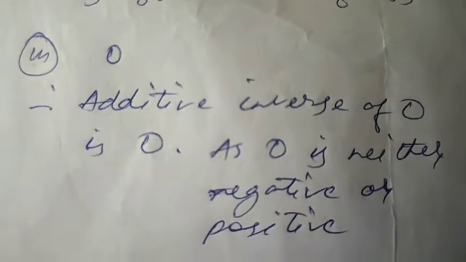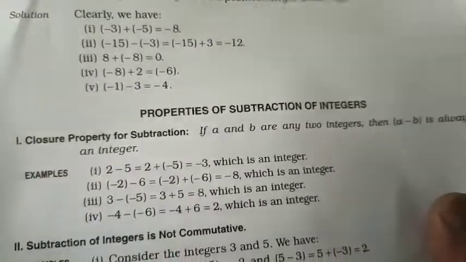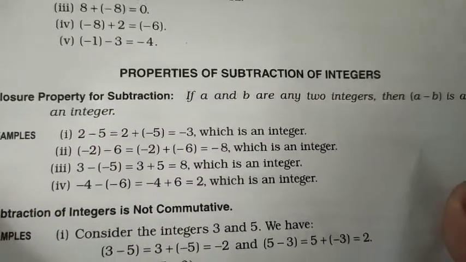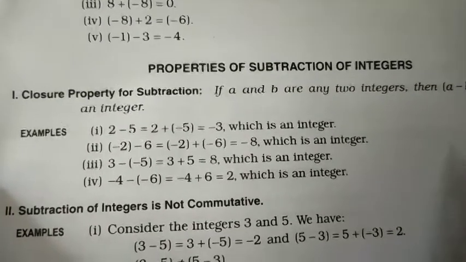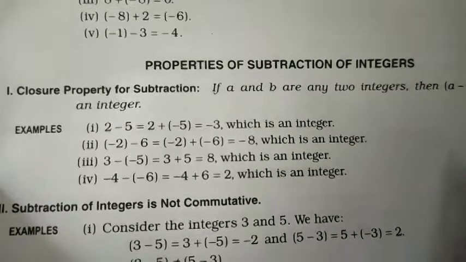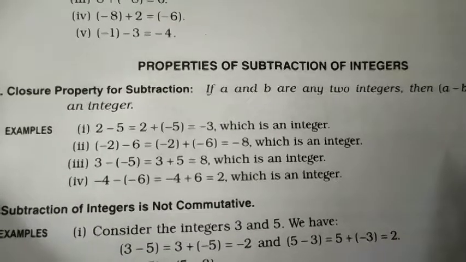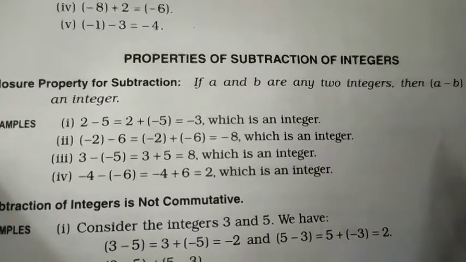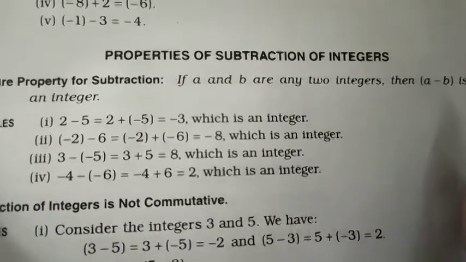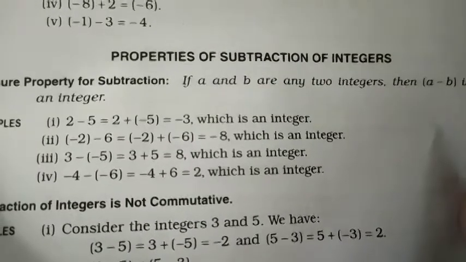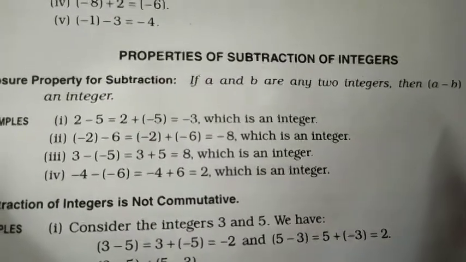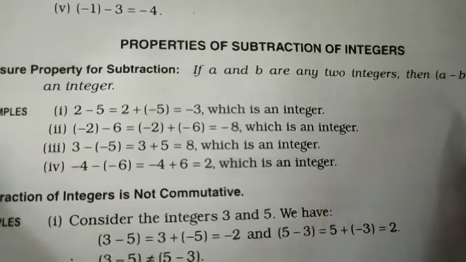Now we have to find some properties of 0. 0 is neutral, neither positive nor negative. First, closure property for subtraction: if we subtract two integers, the result will always be an integer. For example, 5 minus 3 will give you 2, which is an integer.